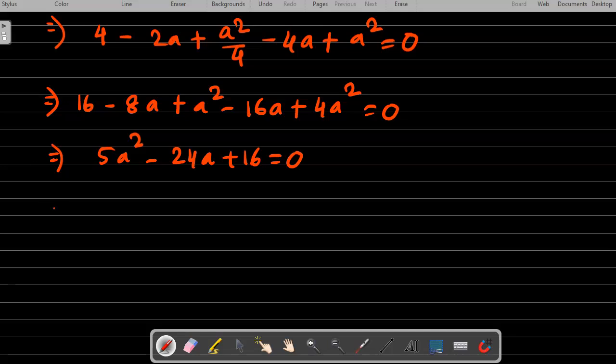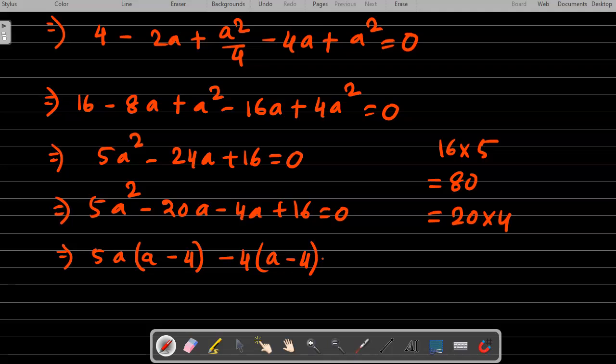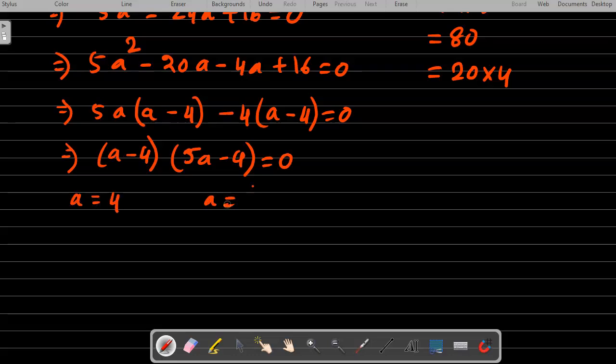So now do the middle term break. 5A square, we have 16 into 5 equal to 80, so you can write this as 20 into 4. So from here write 24A as 20A plus 4A, plus 16 equal to 0. So from here 5A take common, then A minus 4, minus 4, A minus 4 equal to 0. Now from here write (A minus 4) into (5A minus 4) equal to 0. So you get A equal to 4 or A equal to 4 by 5.